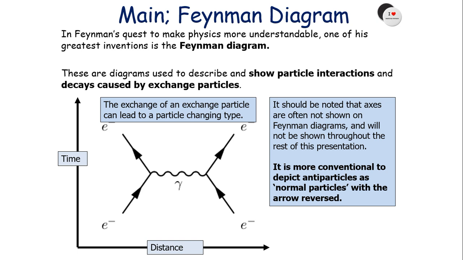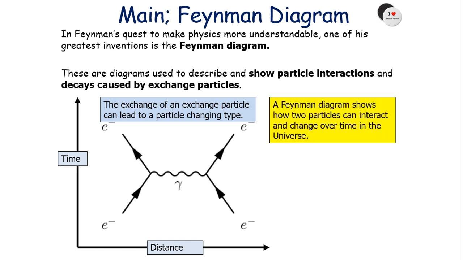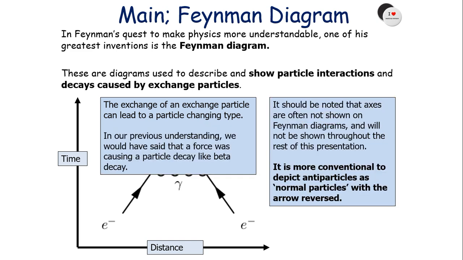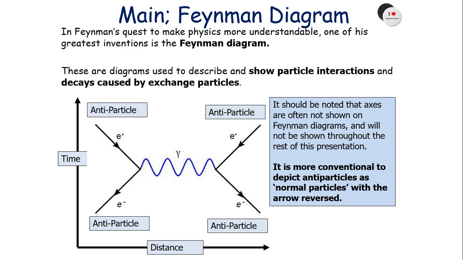Now, what you've got on your y-axis is time, and on your x-axis is distance. Basically, it shows how two particles can interact and change over time in the universe. It's not a graph, rather it's a diagram to help people understand what's going on. Now, if we see an arrow going backwards in time, that doesn't mean time's going the other direction. It just means we've got something called an antiparticle, which is a particle with the same mass as a particle, but opposite other properties. So, for example, an anti-electron will have a positive charge.